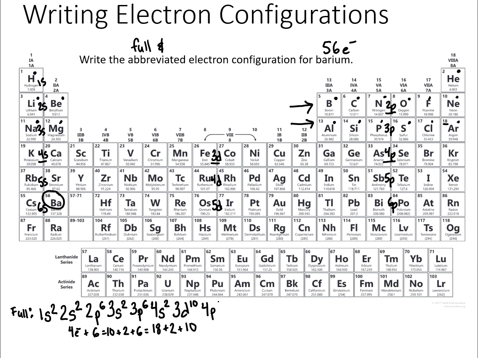After the 3d, then we fill the 4p. We just filled in the entire row. If we stopped here, it would be krypton. Notice how each of the noble gases, with the exception of helium because there's only the S sublevel, they all end with a full P sublevel. So it's something P6 is the last thing.